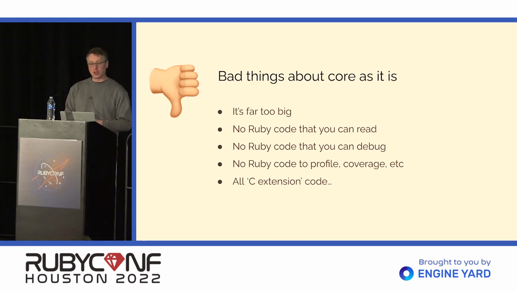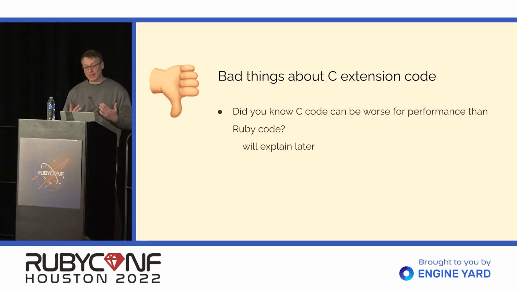There's no Ruby code you can debug. You can't step into it and understand what it's doing. There's no Ruby code to use profiling tools or coverage tools. It's all C extension code. And the bad thing about C extension code is, did you know C code can be worse for performance than Ruby code? We'll explain why later. And this problem gets worse as Ruby gets more sophisticated over time with things like YJIT.